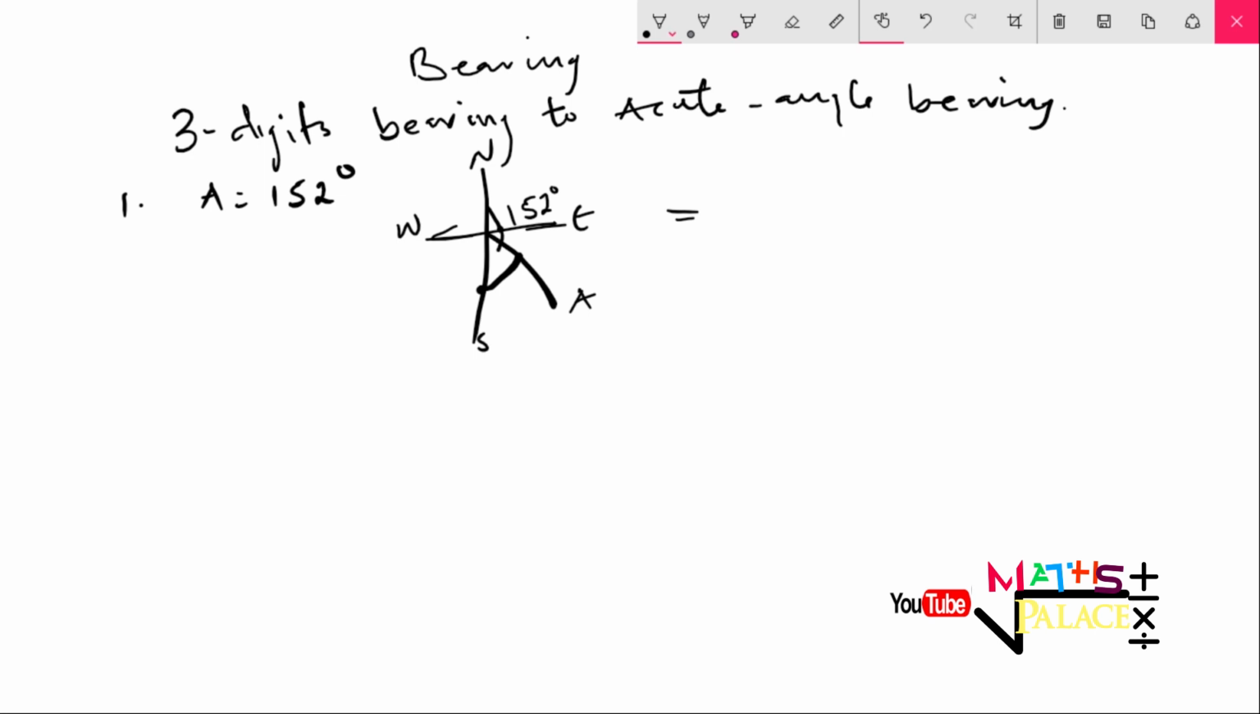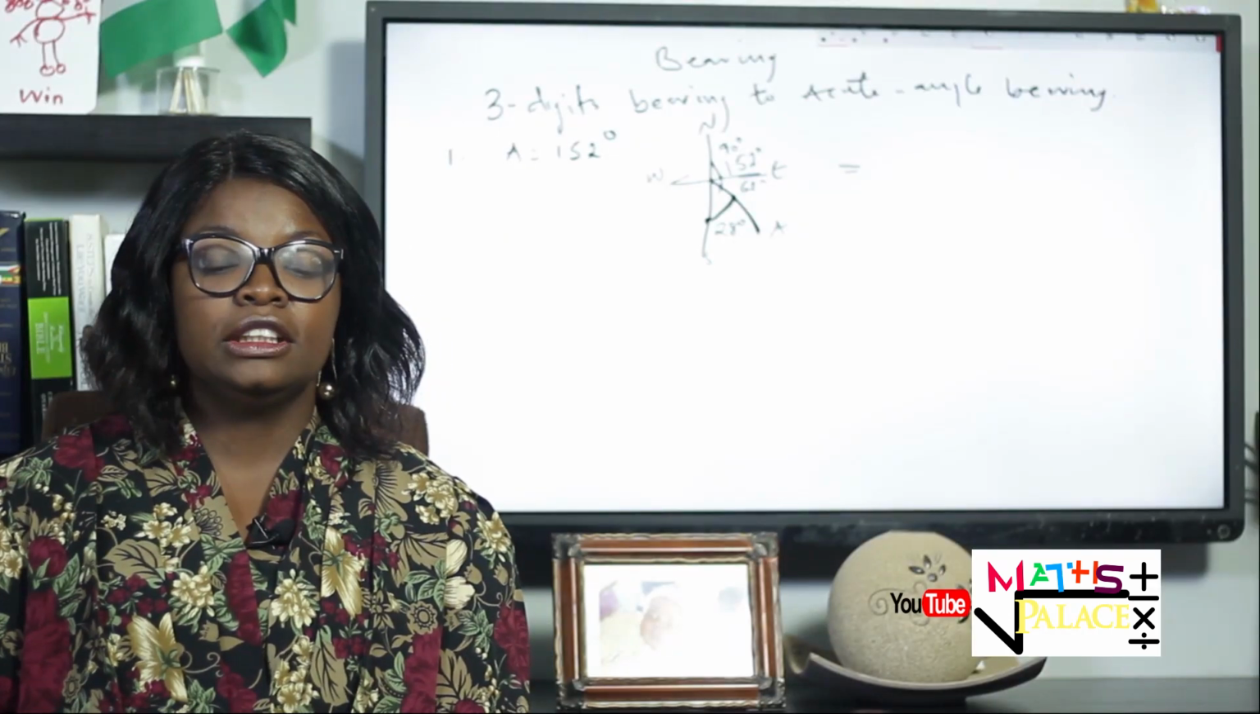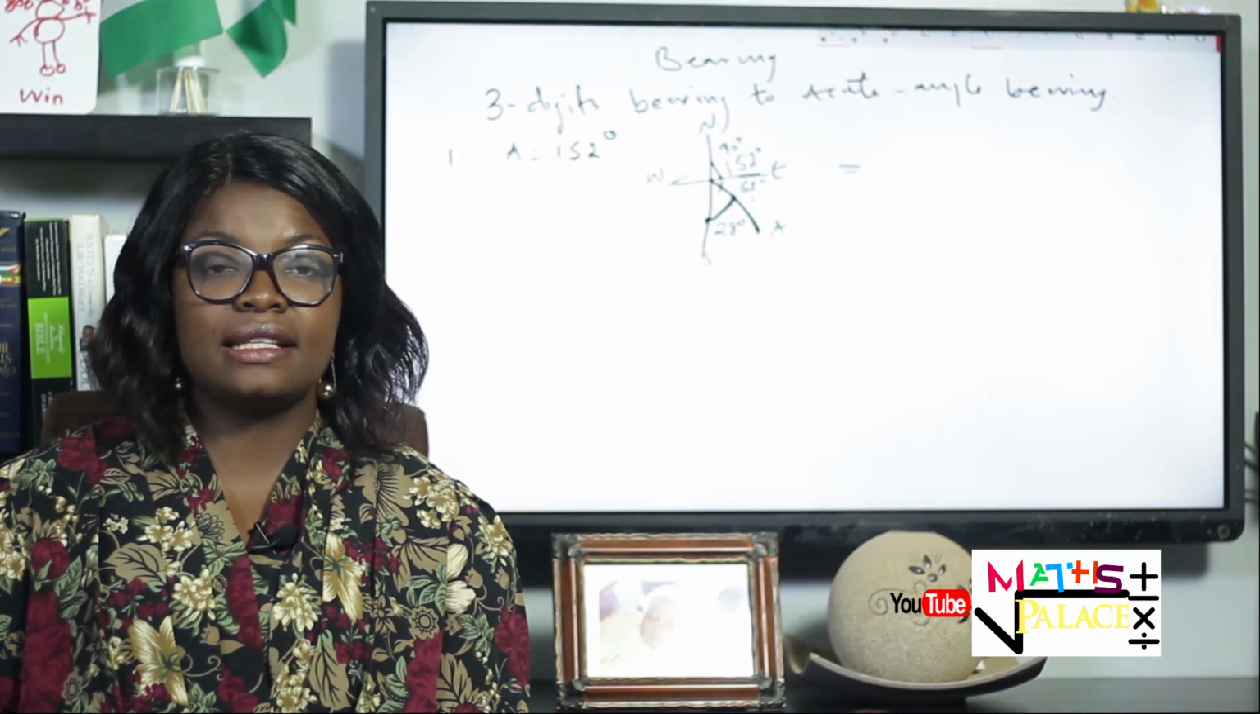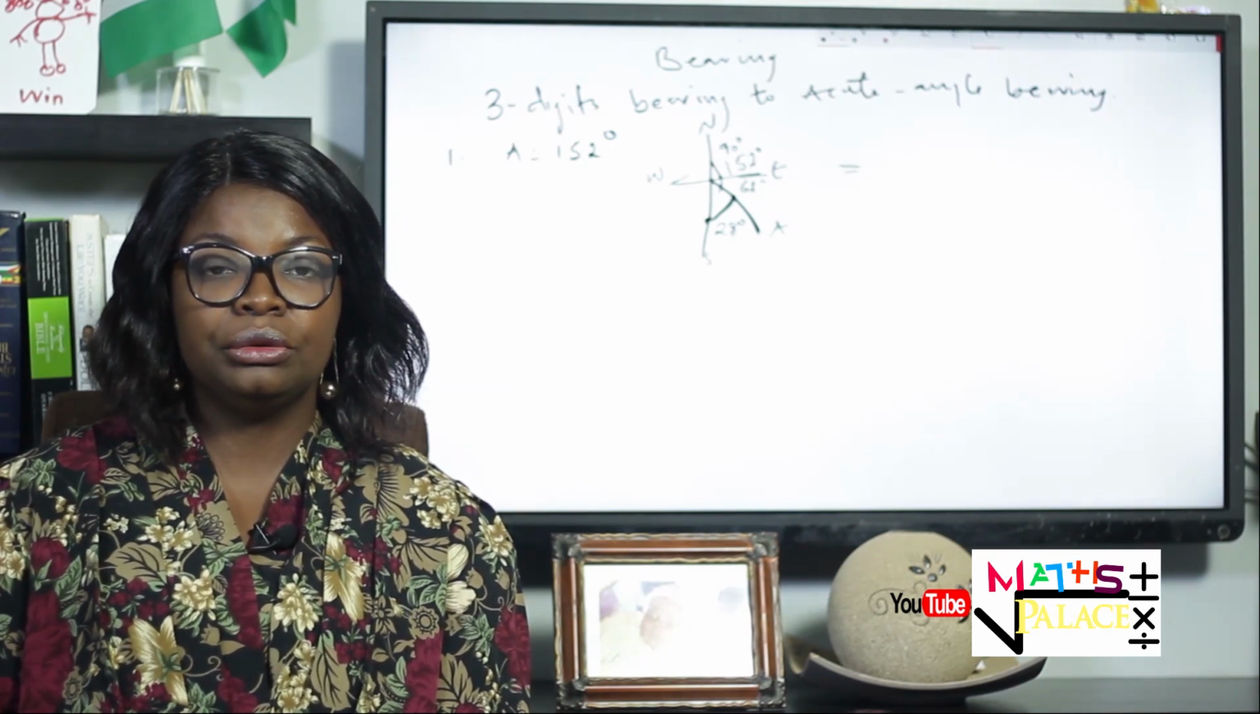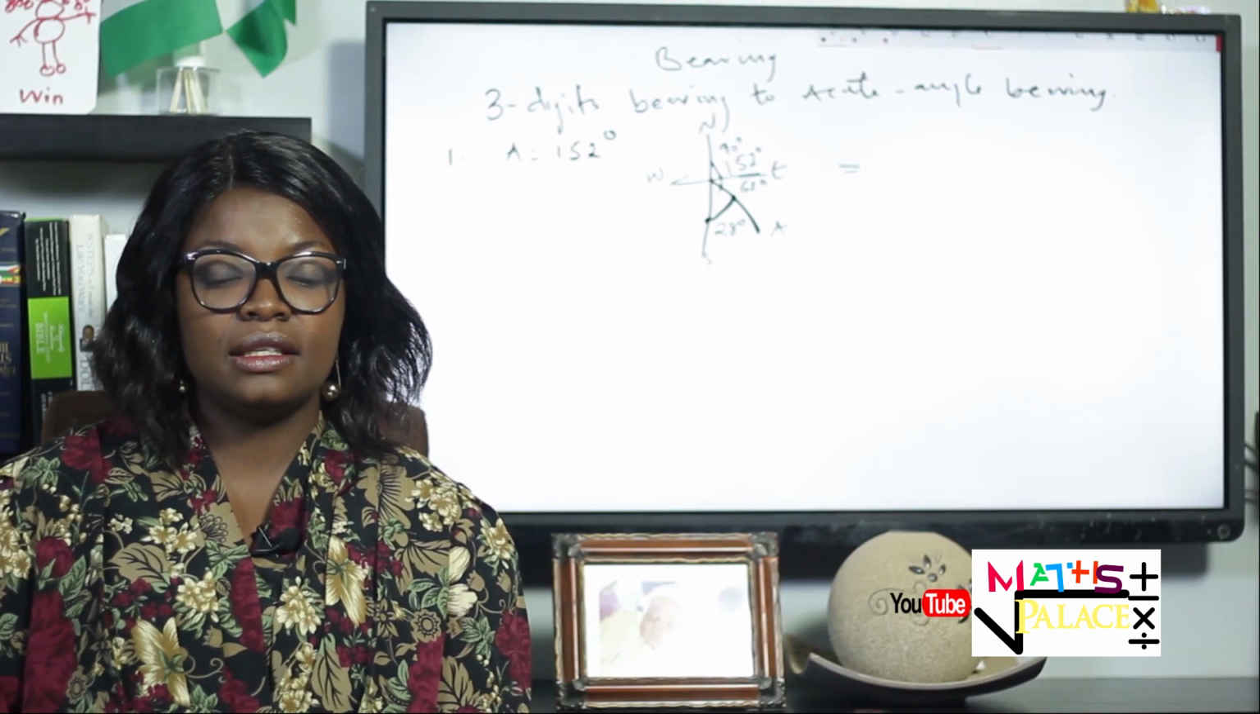And remember, we said this is 90 degrees. We have 90 degrees for north to east, and we have 62 degrees here. So east to south is a quadrant, and the quadrant is 90 degrees, and already I have 62 degrees here, so what will I have here now? My angle here will be 28 degrees. 28 degrees plus 62 degrees will give us 90 degrees.